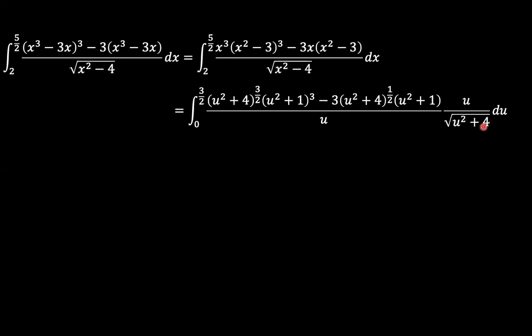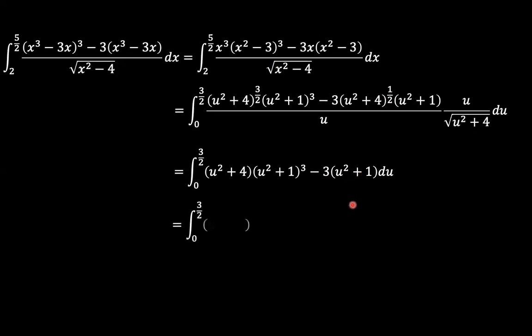So this square root of u squared plus 4 would cancel with the square root of u squared plus 4 here, and this square root of u squared plus 4. And so our problem becomes much simpler, and also this u and u would cancel out. So we have now here u squared plus 4 times u squared plus 1 to the power 3 minus 3 times u squared plus 1.